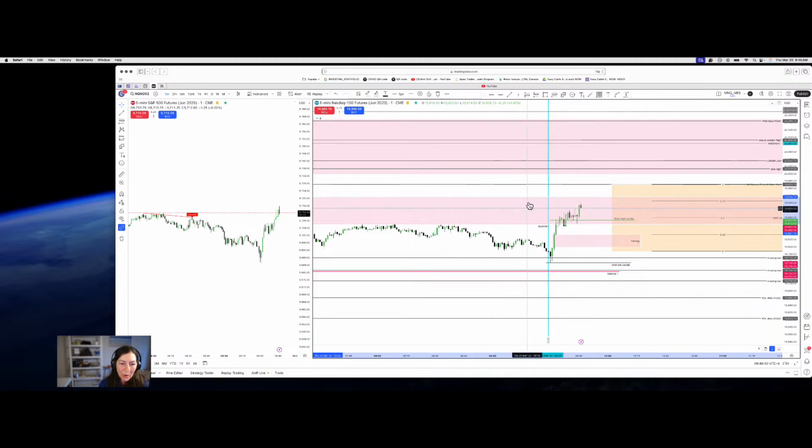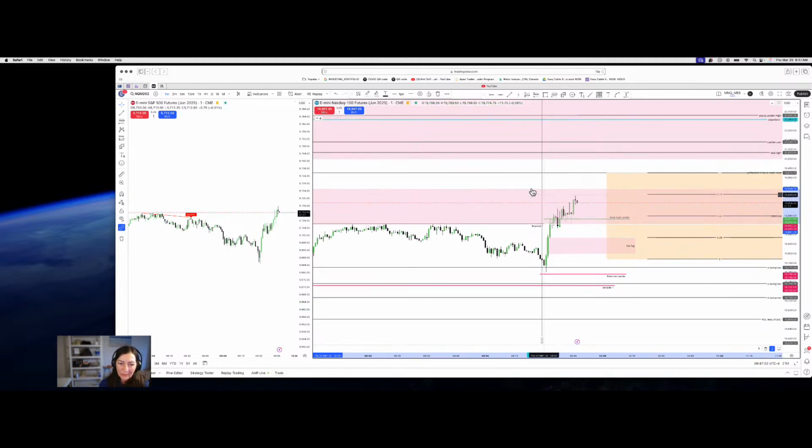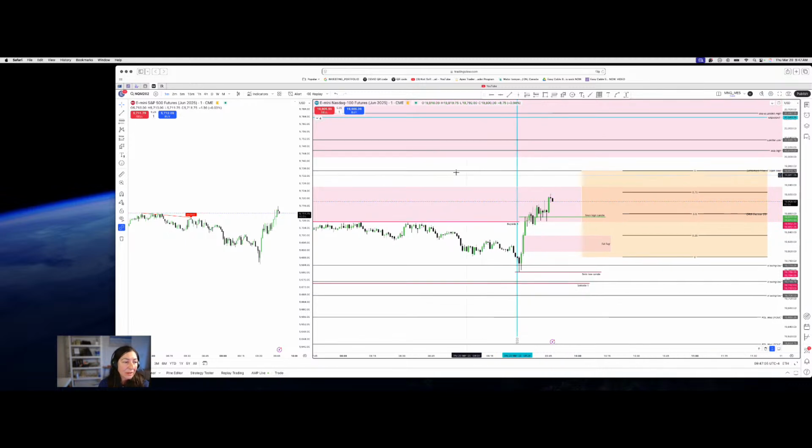Now we are in the 1 hour fair value gap. So this is a SIBI that we had marked on our chart from this morning. Nope, just content to continue to wait and watch. I'm looking at ES as well.